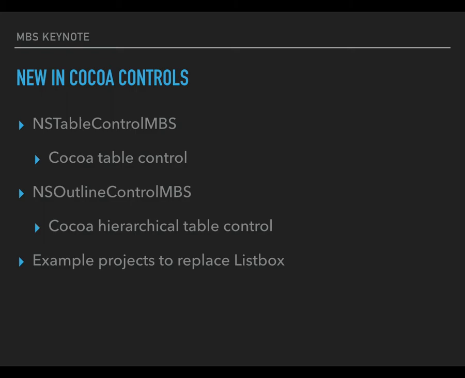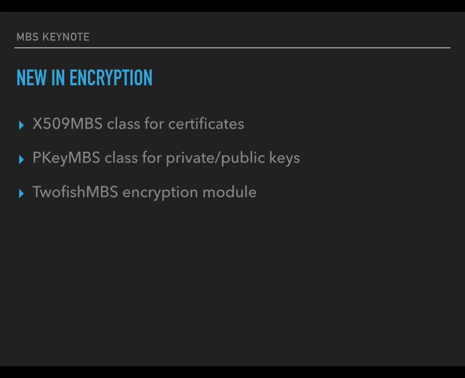Then we have a couple of Cocoa-based controls, like the NSTableControl as the implementation of a list box from Apple. So we have an example there. We also have the NSOutlineControl, which is a hierarchical table control, so you can use those on Mac to get a more native looking table view with a couple of custom features like having independent row heights, so each row can have a different height. We do have an example project which implements a very similar interface to the built-in list box, so you can just use add row commands, for example, to fill in data. But it's all for Mac only, so not for Windows.